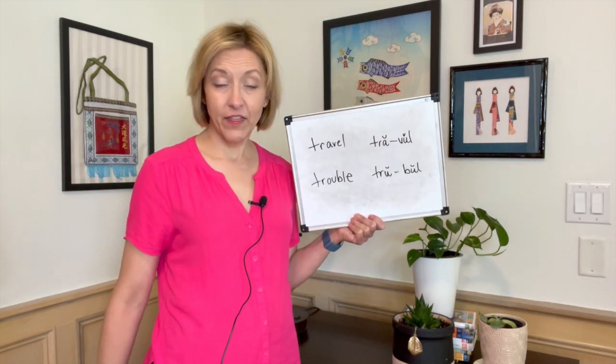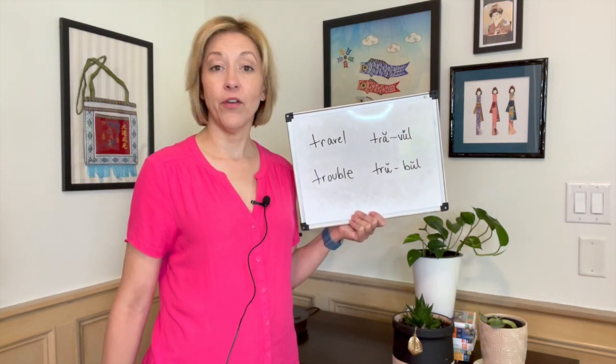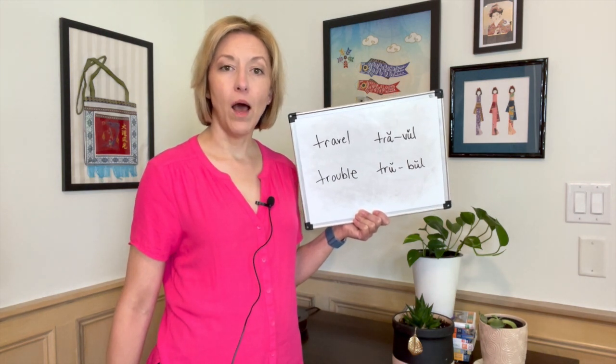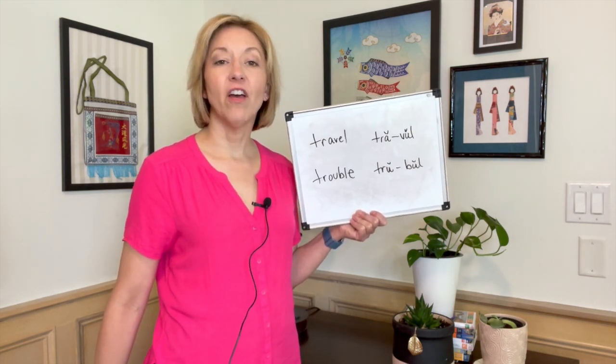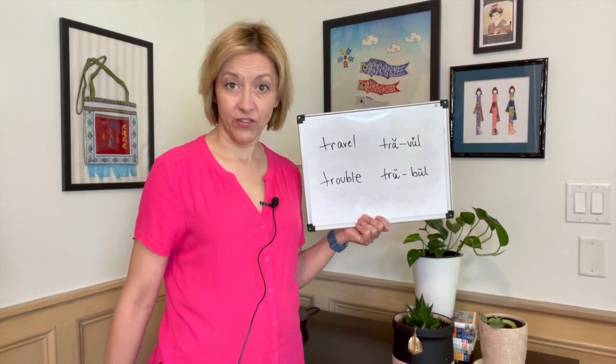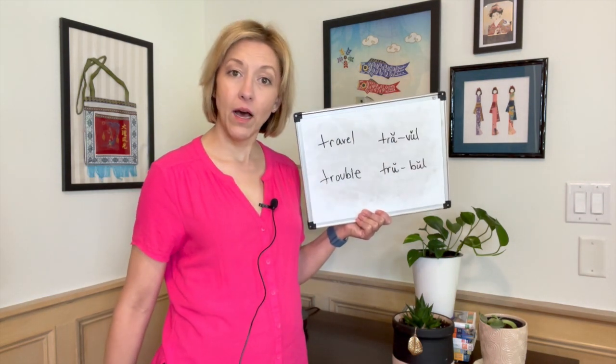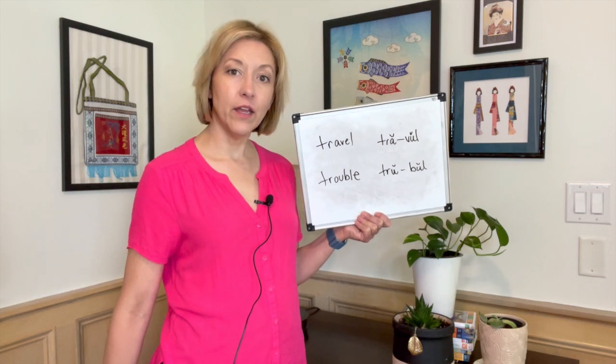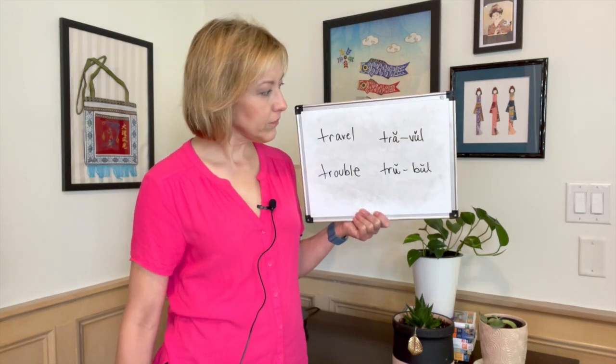For the B, the difference is that your lips just come together and open. Ba, ba, ba. So again, we have va for the V in travel and ba for the B in trouble.